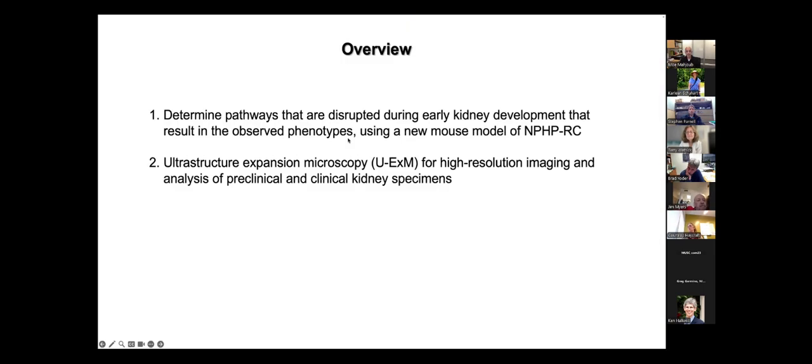There are really two things that I'm going to talk about for today's talk. First is focusing on characterizing pathways that are disrupted in early kidney development in early onset renal ciliopathy. I know that this group is usually more focused on PKD, ADPKD and ARPKD, but if you indulge me a little bit, we're going to be talking about the rare renal ciliopathies. So I'll tell you a story about that and our new mouse model of this.